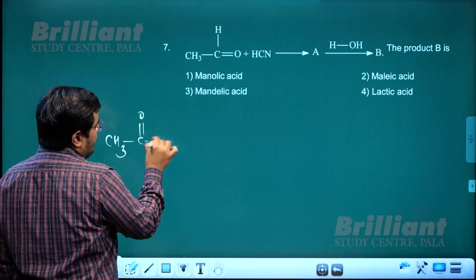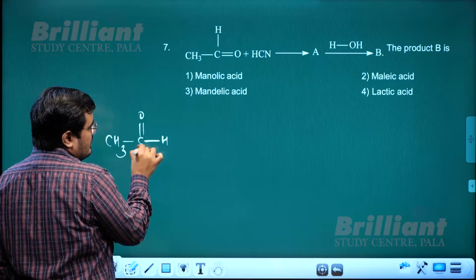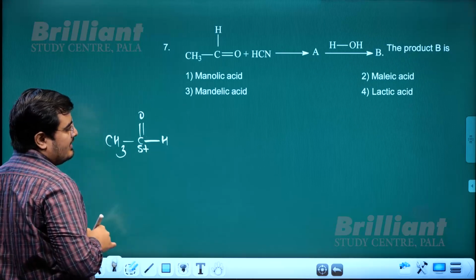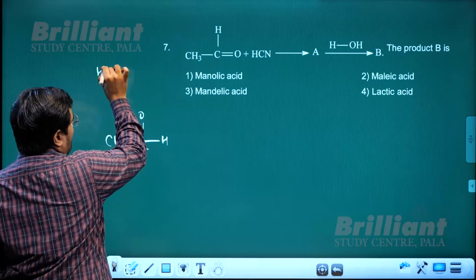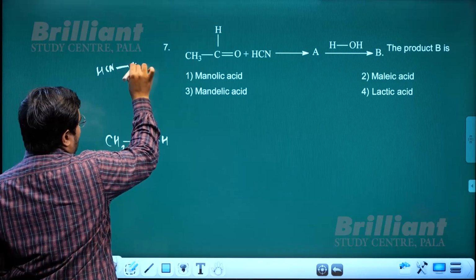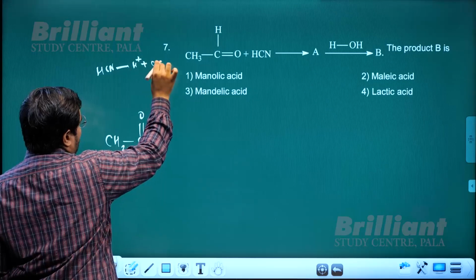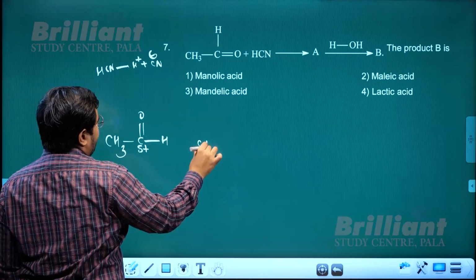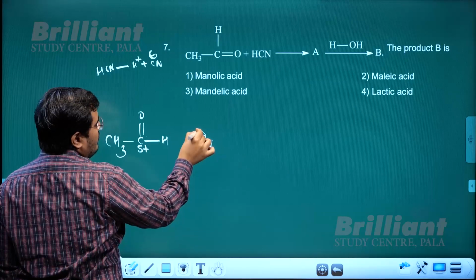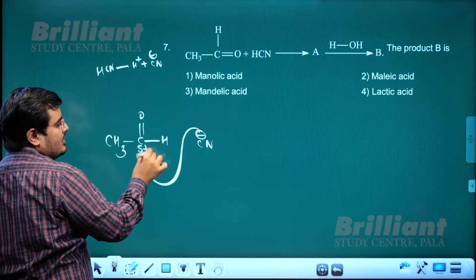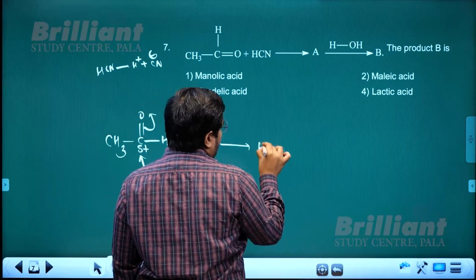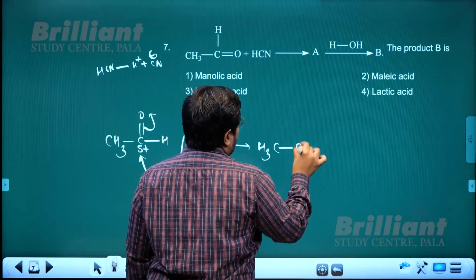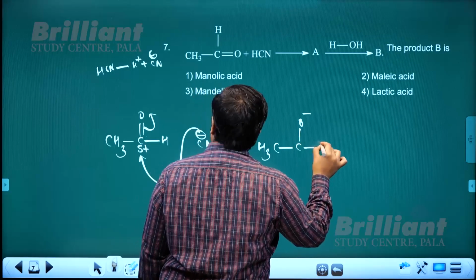We know the reactivity of carbonyl compounds is also due to the electrophilic nature of this carbonyl carbon. HCN can split as H positive plus CN minus. So CN minus, if it acts as a nucleophile, will attack this center. This bond will move onto oxygen as carbon has to maintain tetravalency. So we get CH3, CO minus, HCN.